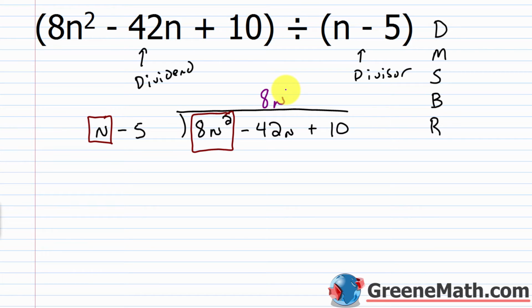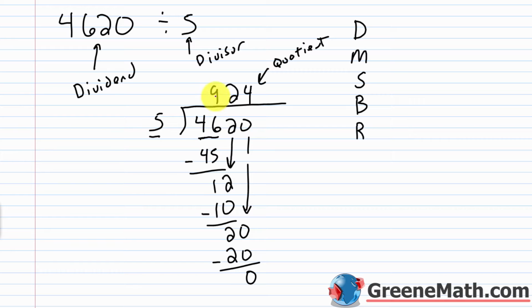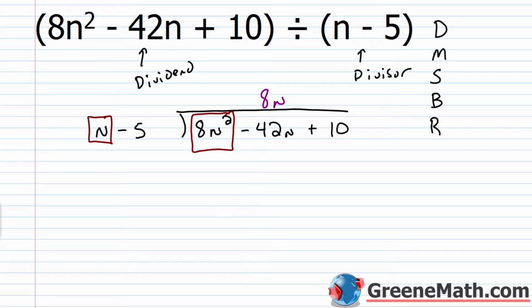And you can liken that to what we did here. I didn't write the 9 all the way over here in front of the 4 because this isn't 9,000, right? This is 900. And so we want to maintain place value even though we're not working with whole numbers anymore. So this is where n to the first power goes. So that's where I'm going to put the 8n when I get that as my answer.